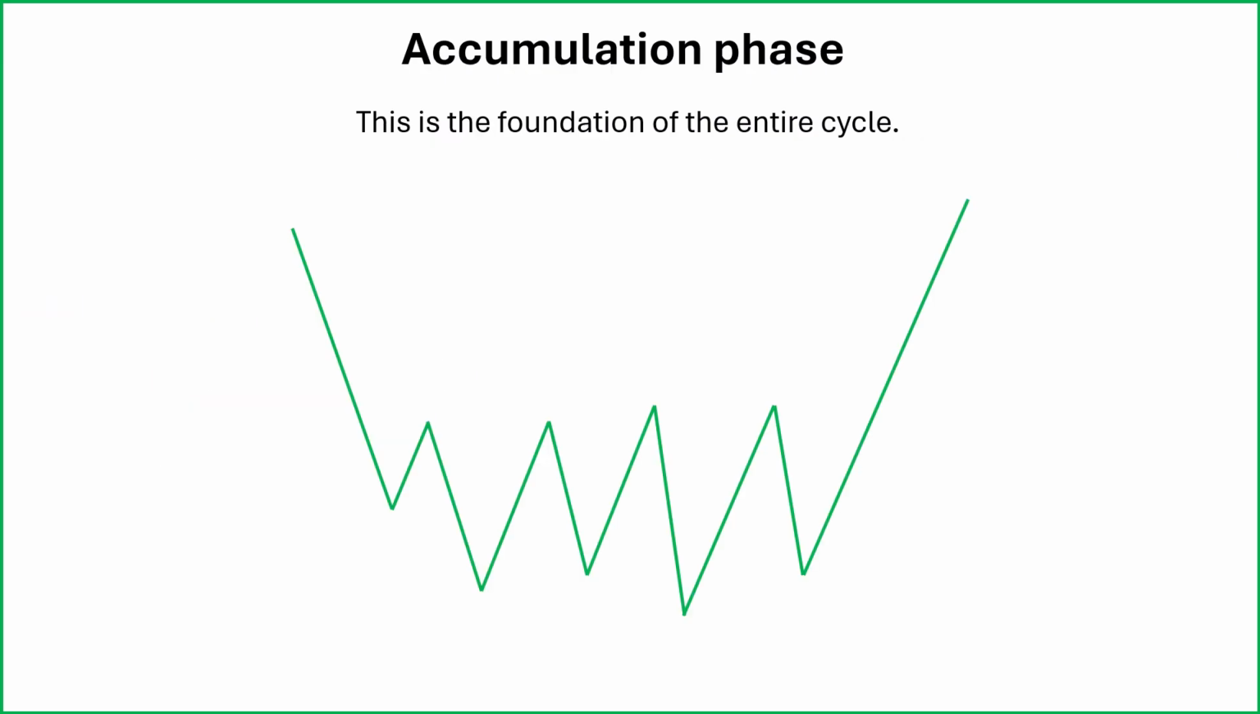Let's start with the accumulation phase. This is the foundation of the entire cycle. Imagine the market has just gone through a big downtrend, prices have been falling, and retail traders are panicking. But then, something interesting happens. The price stops falling and starts moving sideways in a tight range. It's not going up much, but it's also not going down. Now, this isn't just random.